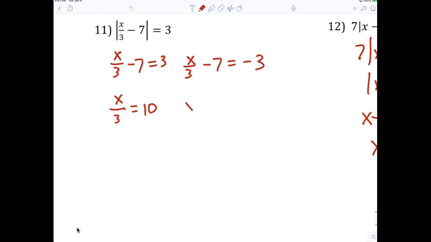Good. So how do I undo division? Multiply by 3. That's it. That's all there is to it. Okay. So now on the other side, it's what? x over 3 equals 4. So that's 12. Yes. That wasn't bad, right?